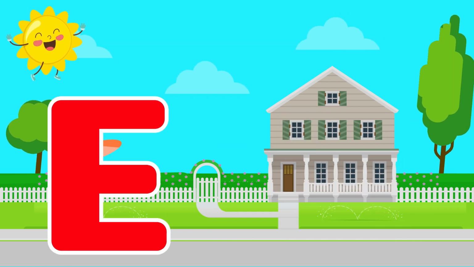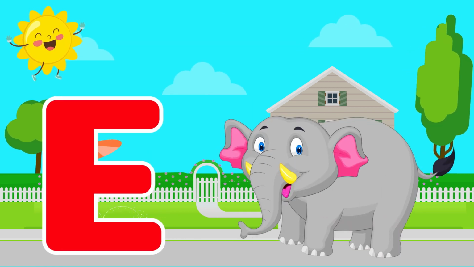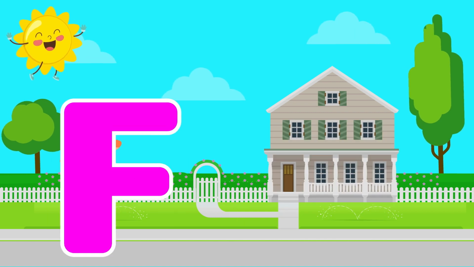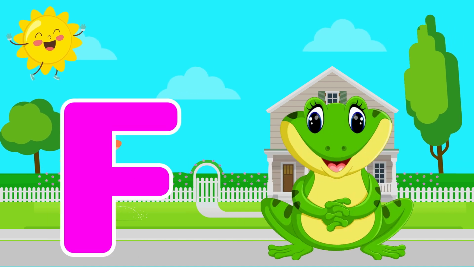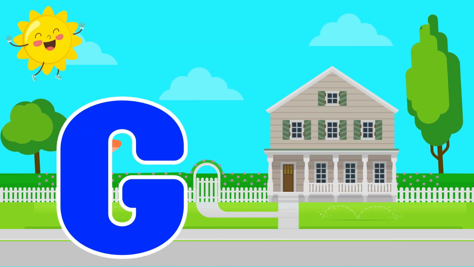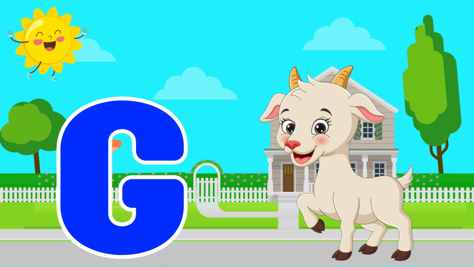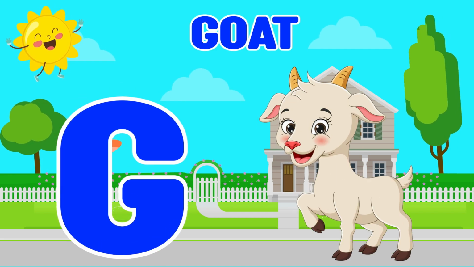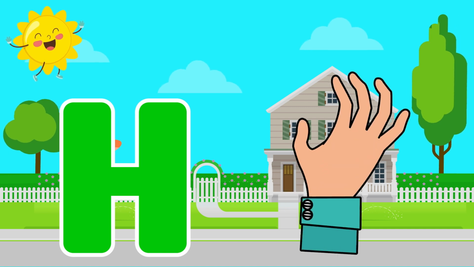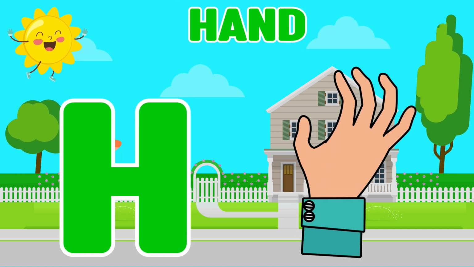E is for elephant, e, elephant. F is for frog, f, frog. G is for goat, g, goat. H is for hand, h, hand.